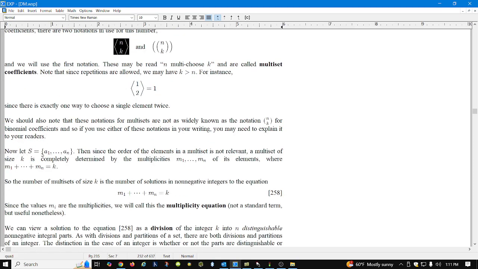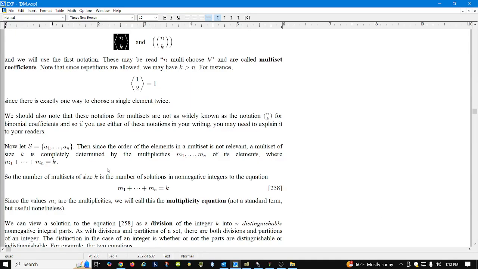So suppose now that S is an underlying set with n elements. Since the order of the elements in a multiset is irrelevant, a multiset of size k taken from this set is completely determined by the multiplicities of its elements. That would be the numbers m1 through mn, the multiplicities of each of the elements in the underlying set as they appear in the multiset. The sum of those multiplicities has to equal the size of the multiset.